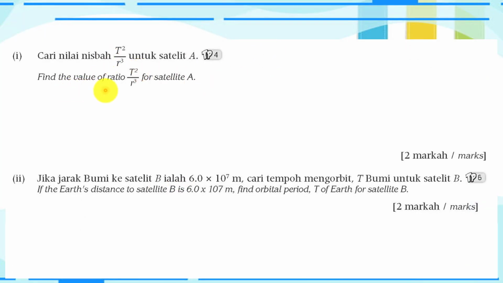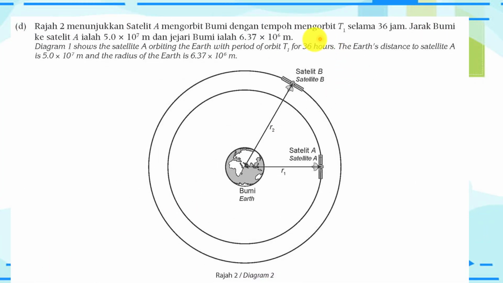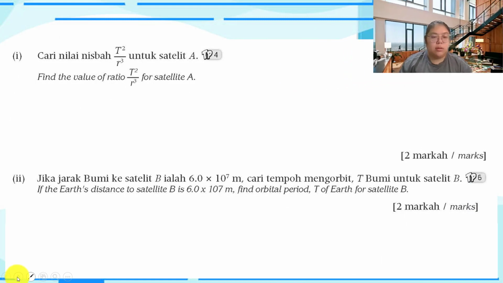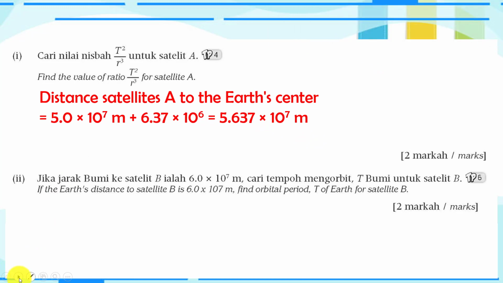Now find the value of the ratio T square over R cube for satellite A. We go and refer back. For satellite A, they give you the time, 36 hours, so hours you need to convert to seconds. Then the radius, that means you need to add the Earth radius and also the distance. So we need to show the distance for satellite A to the Earth center, there should be a plus. After adding, I get this answer. Then I can apply my formula.